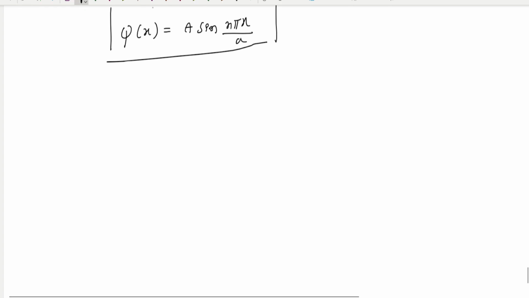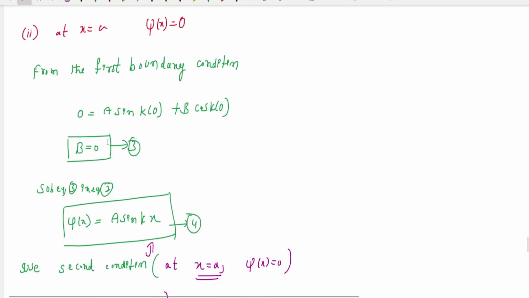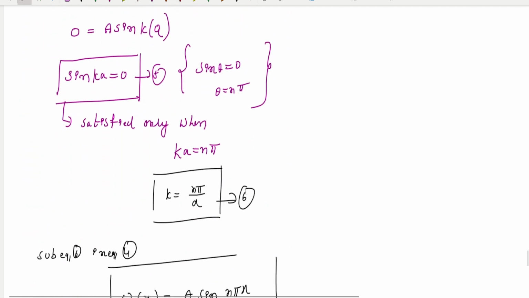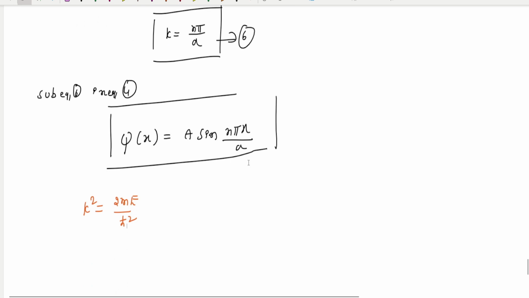Now I'm going to find the eigenvalues of this equation. So we know that k square is equal to 2mE divided by h cross square. From the starting, k square is equal to 2mE divided by h cross square. Then here I got equation number 6, k equal to n pi divided by a.